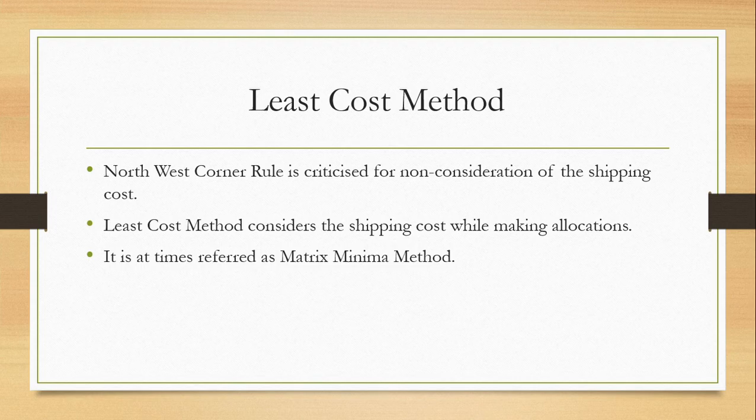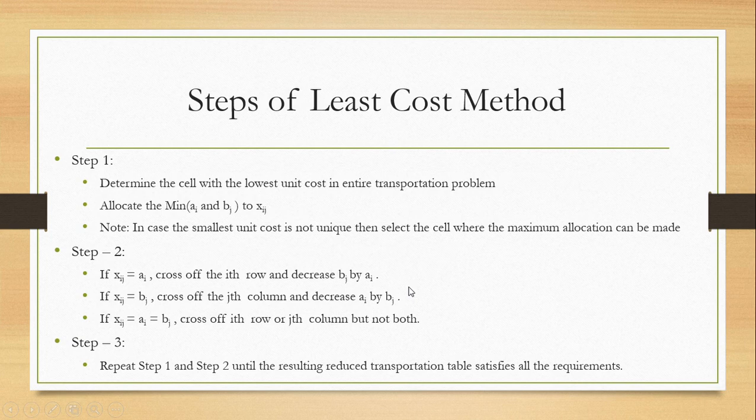At times, this method is also known as the matrix minimum method, right? And the steps that are followed while using this method are as follows. In step one, we determine the cell with the lowest unit cost in the entire transportation problem. That is, just look at the entire table at once, whichever is the lowest unit cost, determine that cell and then allocate the minimum of Ai or Bj to Xij. In case there is a tie, the one where the maximum allocation can be made is preferred.